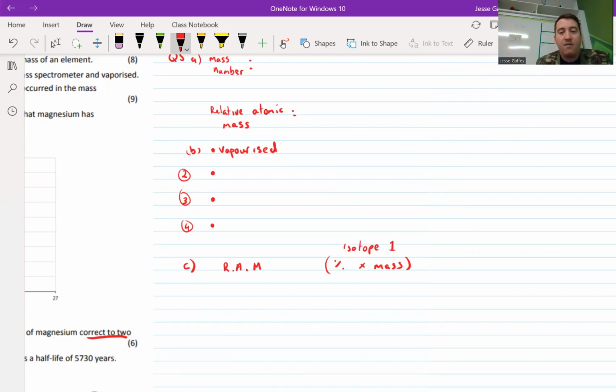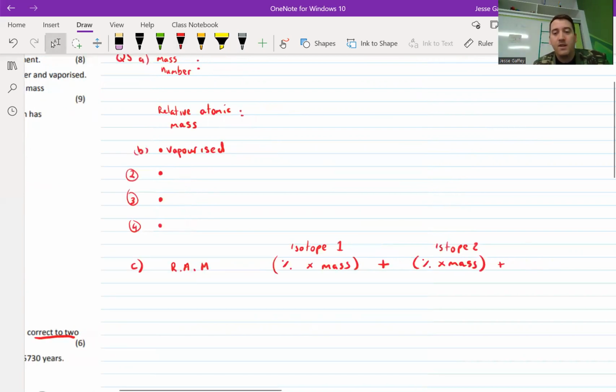And this is going to be an average, so we're going to add up the different isotopes. Then we're going to do the percentage times the mass of isotope 2, and we're adding that together. And then we're going to add, that's isotope 2, and then we're going to do the percentage times the mass of isotope 3. And all of that divided by 100 will give us the relative atomic mass.